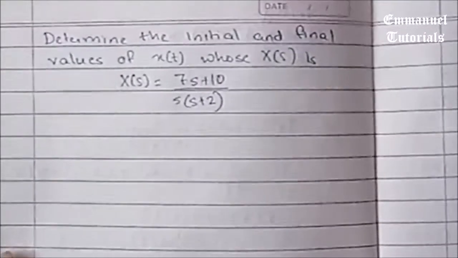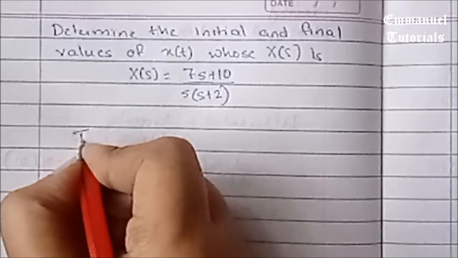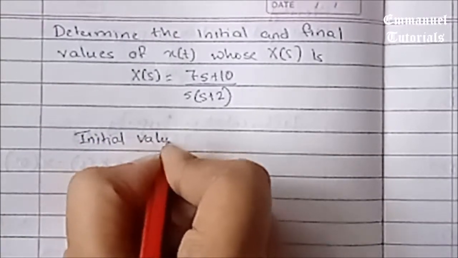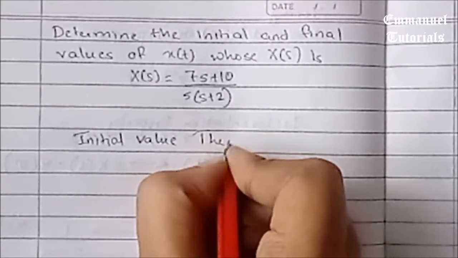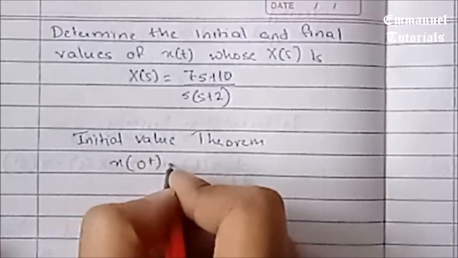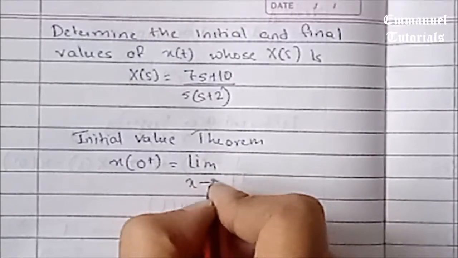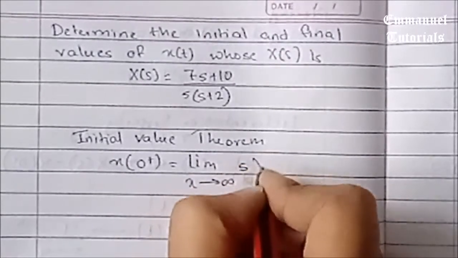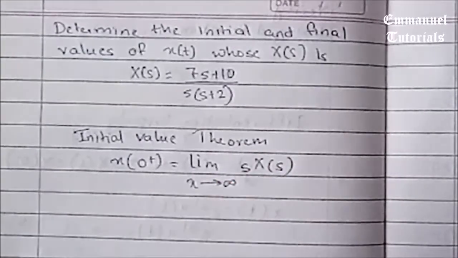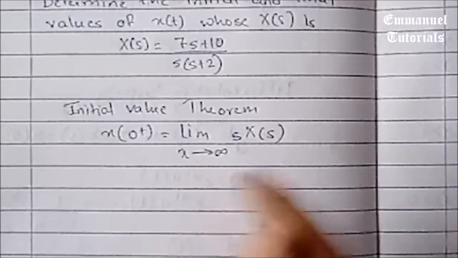And by initial value theorem, what does it state? X(0+) is equal to limit s tends to infinity s into X(s). If you have not gone through that video, you could go through the properties of Laplace transform video in which we have seen the initial value theorem.